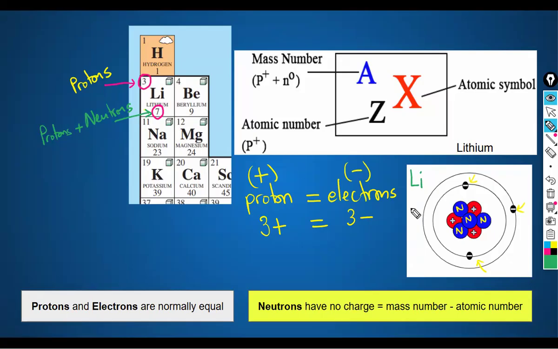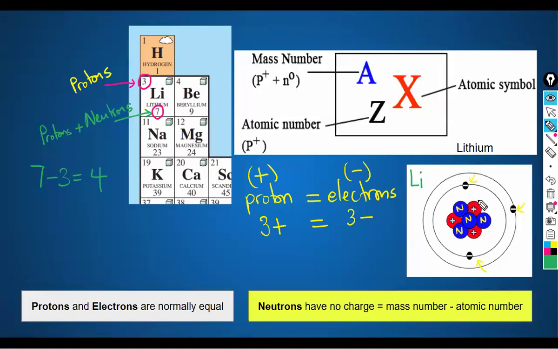The top number is 3. Now, the top number is the amount of protons. How many protons does it have? 1, 2, 3. And the underneath number is the amount of protons plus neutrons. Notice it has 4 neutrons and 3 protons. 3 plus 4 is what? 7, right? Which means if you take the top number and underneath number, 7 minus 3, you will get 4. Anytime you take the big number and subtract the small number, you always get the amount of neutrons.